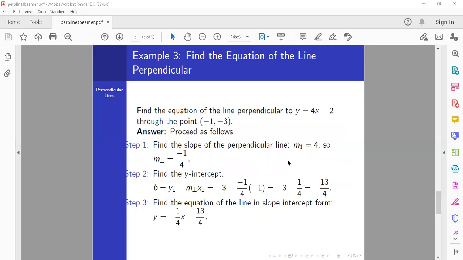Then we find the y-intercept, and again, that means we plug in the point that we need our perpendicular line to go through, using our perpendicular slope. That means we have y1 minus the perpendicular slope times x1. y1 will be -3, x1 will be -1. So we plug those numbers in, and we get -3 minus -1/4 times -1. So we end up with -3 minus 1/4, and we know that's -13/4.